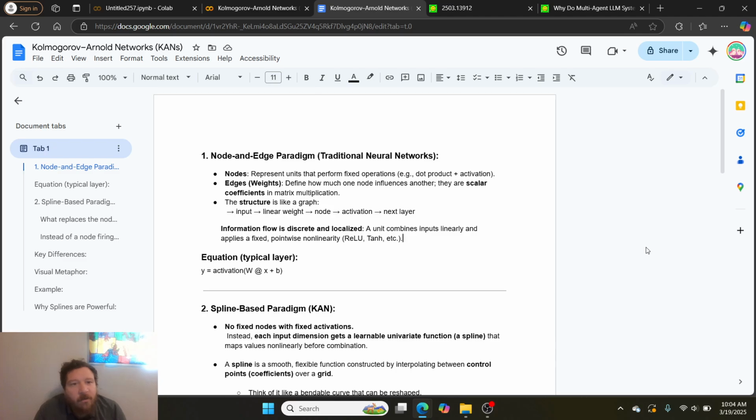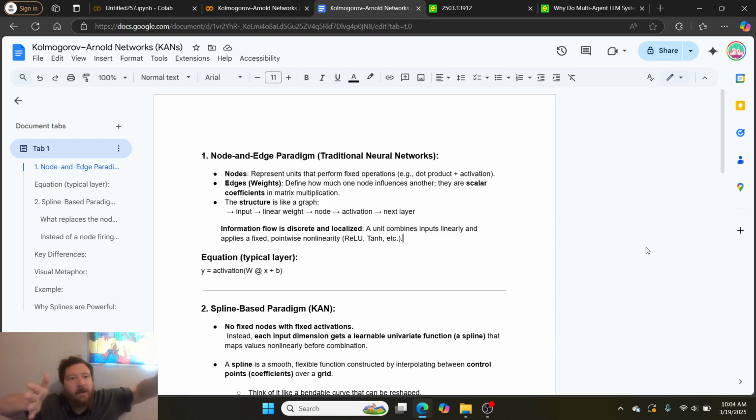So starting off with what exactly are KANs, or Kolmogorov-Arnold networks. Within your traditional neural network, think of it like a graph, right? Like a 100% like a graph. KANs are not like that. With your typical neural network, it's based off of nodes and edges, right? Nodes represent units that perform fixed operations, so they're a dot product plus an activation function. And edges are the weights, and they define how much one node influences another, so they're scalar coefficients in matrix multiplication.